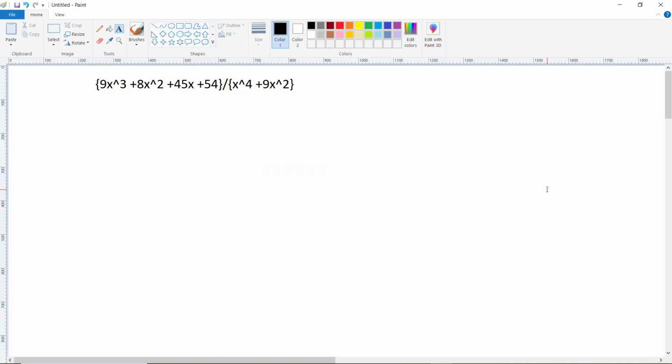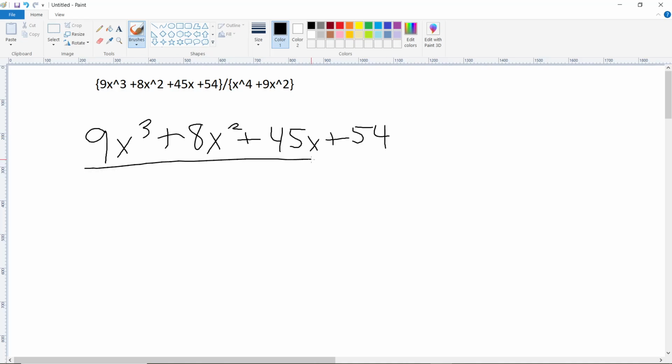Question asks to do partial fraction decomposition on this. I'm going to write x to the fourth plus 9x squared, factor that one. And so let me rewrite this as 9x cubed plus 8x squared plus 45x plus 54 divided by, I'm factoring out an x squared, and that leaves x squared plus 9.